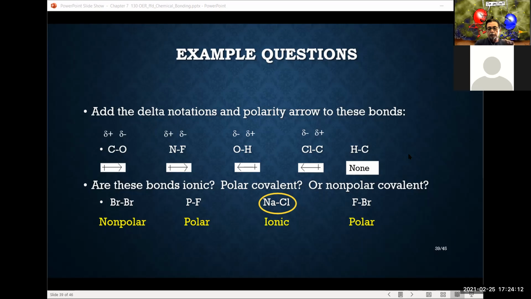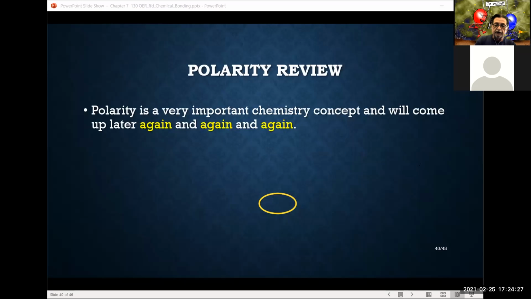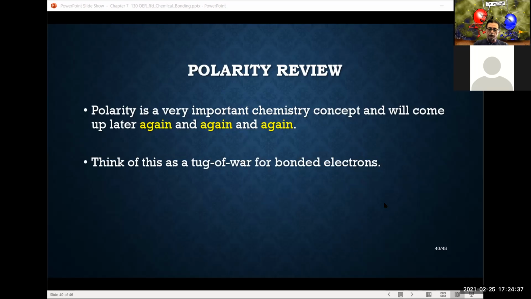Now, once we know about polar covalent bonds, we're going to be able to identify whether the molecule itself is a polar molecule or non-polar, which then would tell us things. Would it dissolve more in water or would it dissolve more in oil? Things of that nature, okay? All right, let me clear this up. So polarity, it keeps coming. It will be coming a lot. So, we'll be using it over and over and over again.